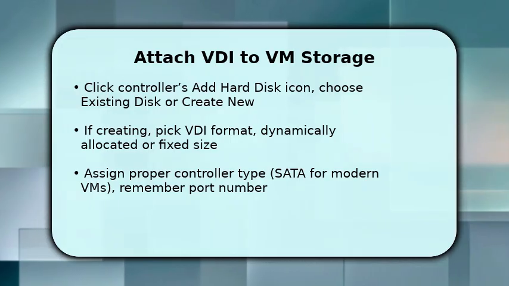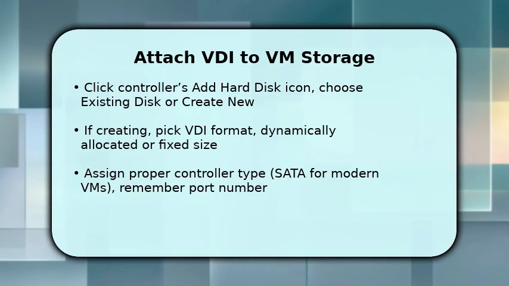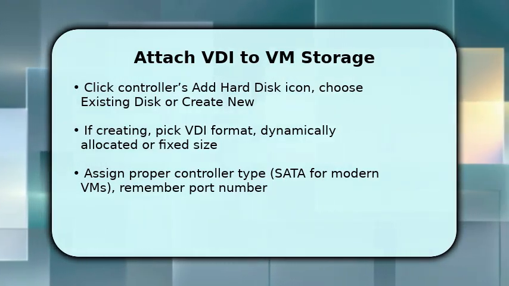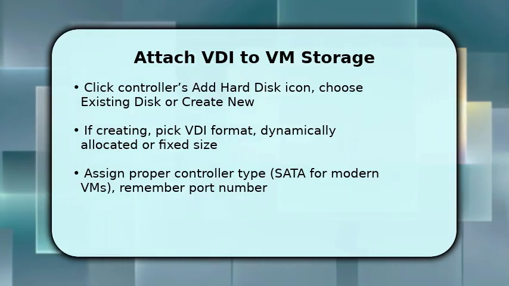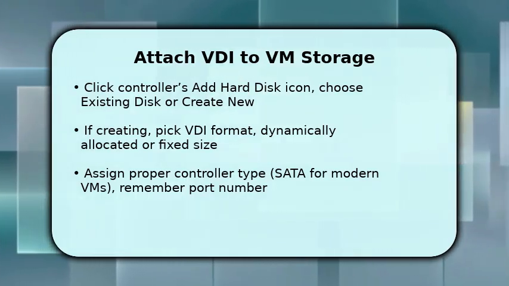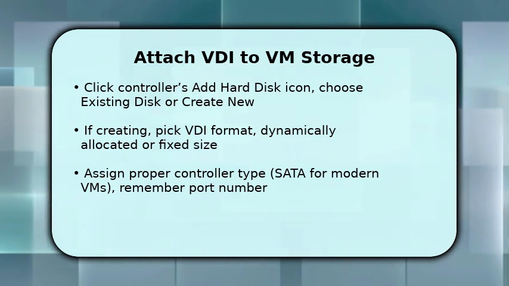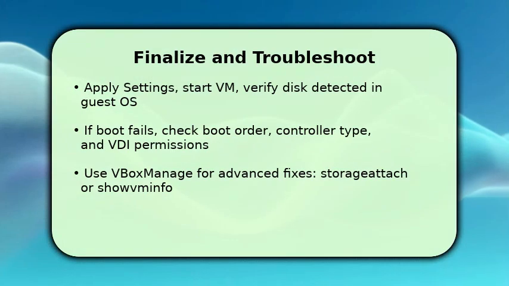If you create a new VDI, pick the VDI format, then choose Dynamically Allocated for flexible growth or Fixed Size for performance and predictability. Make sure you assign the disk to the correct controller, SATA for most modern systems, because using the wrong controller can prevent boot. After assignment, double-check boot order and storage tree to confirm visibility. Finish by clicking OK to save settings and then start the VM.